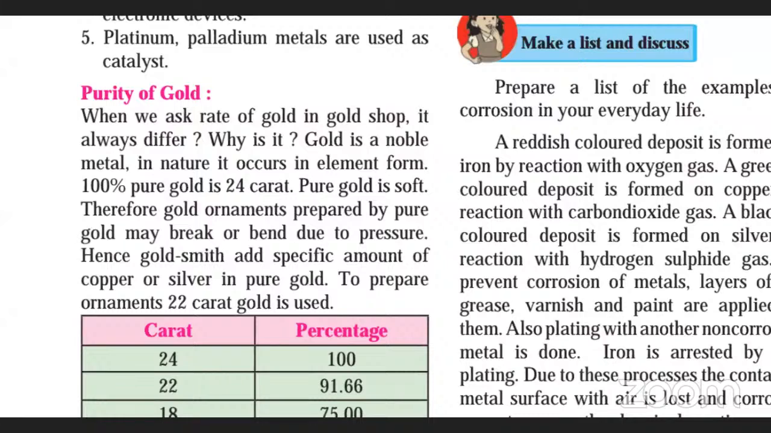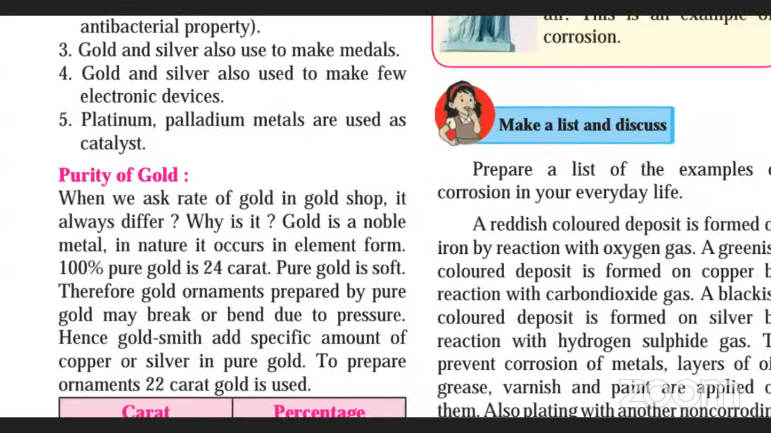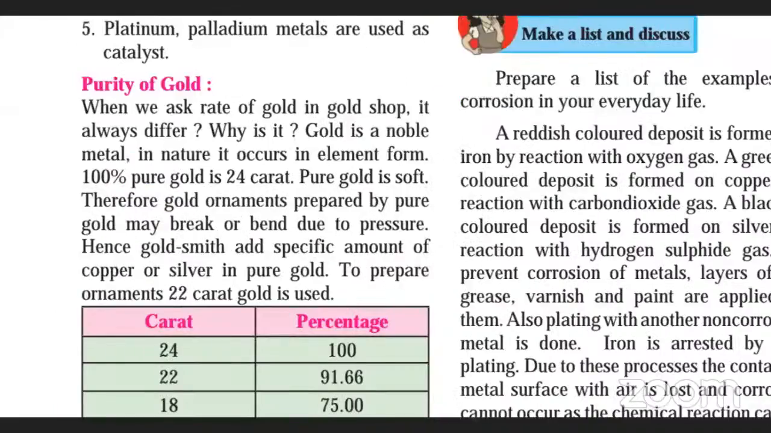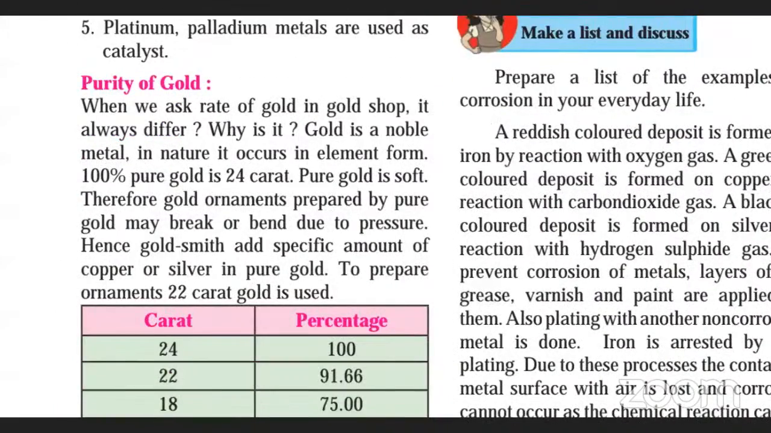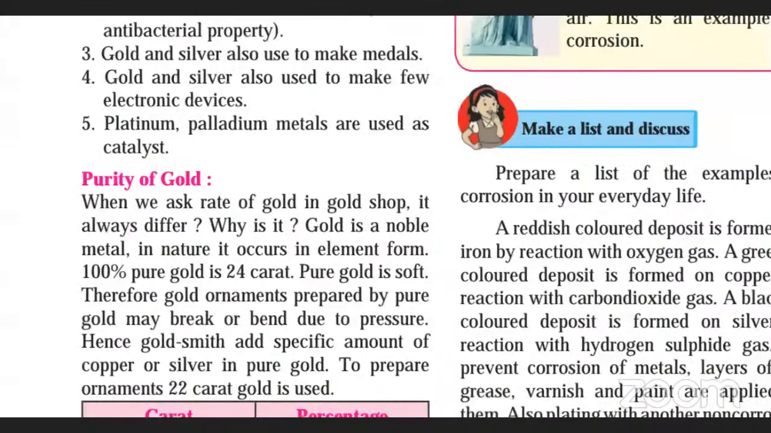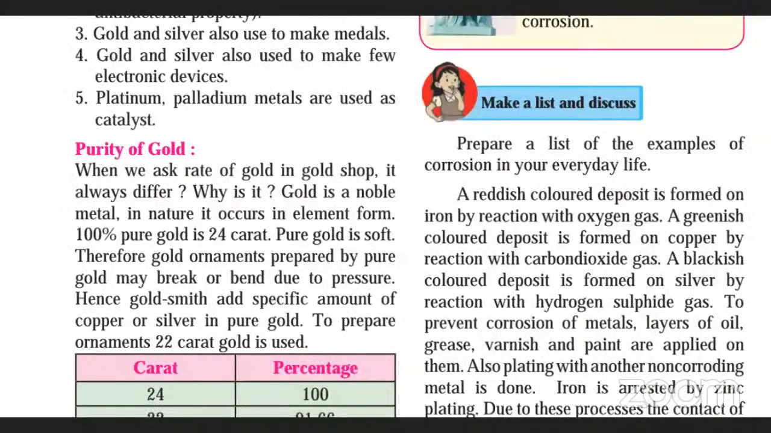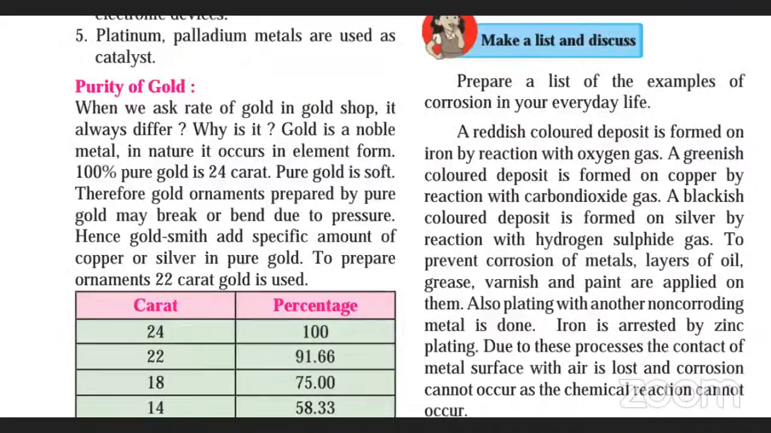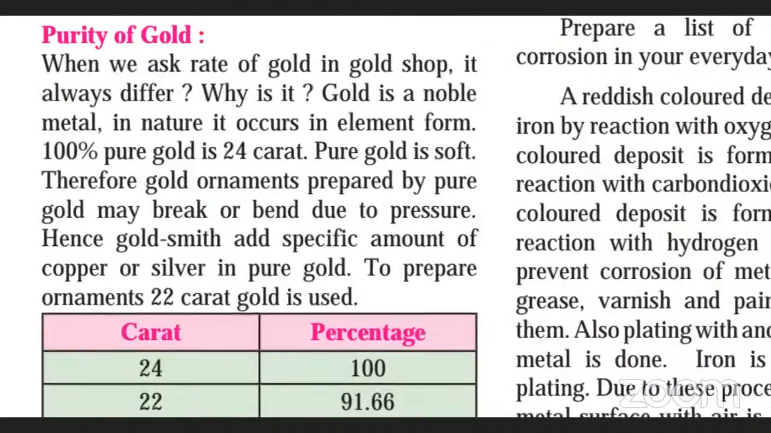Next is again purity of gold. As we have discussed above, the same thing is given here also. We know gold is a noble metal. It occurs in nature in the elemental form, means it is not associated with any other element. Since 100% pure gold is very soft, that much soft metal cannot be used for making ornaments. So some other metals have been added, and which metals are added? Copper and silver are added to the gold to make it less soft, so that ornaments can be used effectively.